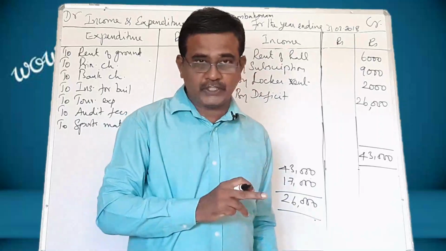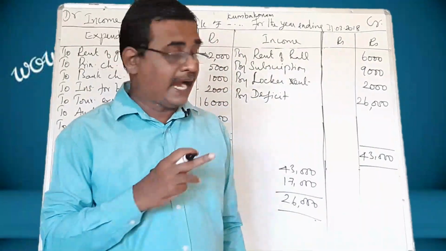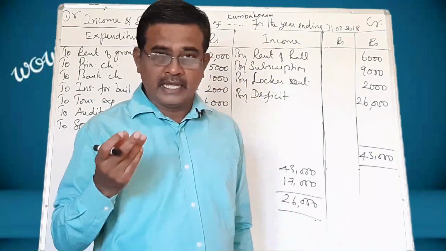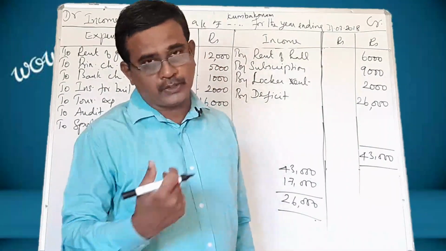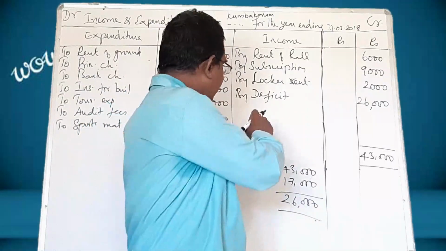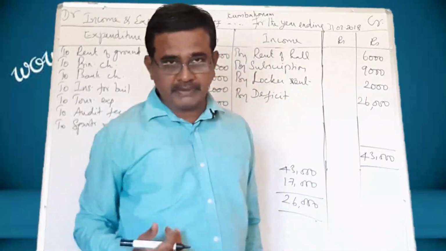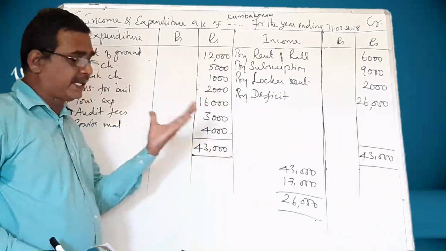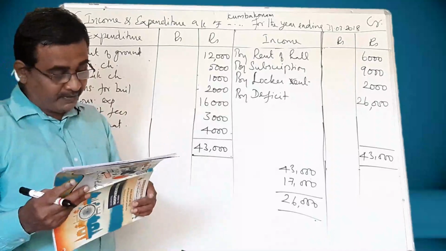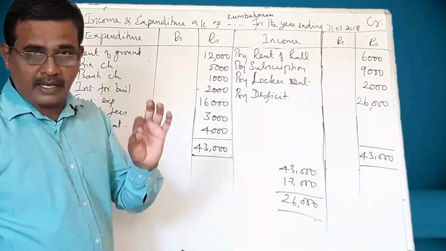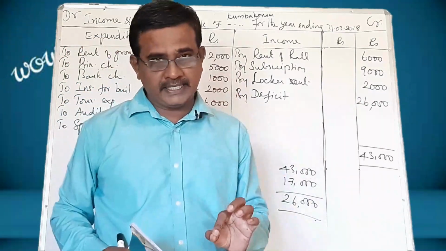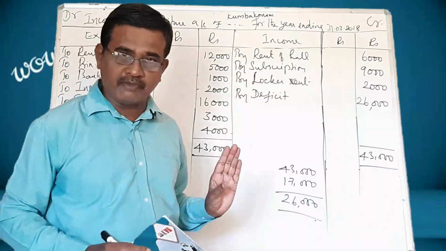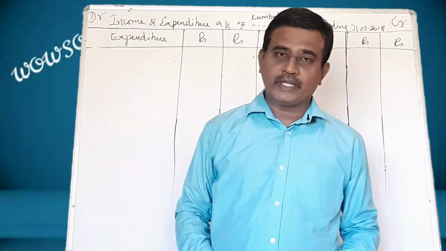Remember, this deficit should be taken to the balance sheet, and this deficit should be subtracted from the capital, whereas surplus will be added to the capital fund and deficit will be subtracted from the capital fund. See, no complicated item is given here. Only one thing is that they have given life membership fees. Life membership fees should be treated as a capital item, so that should not be brought here. Hope you have understood this problem. Shall we go to the next sum?